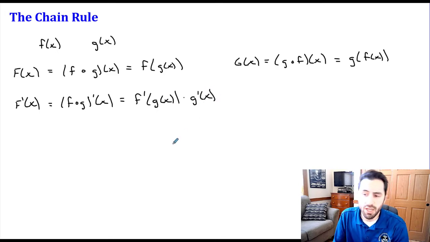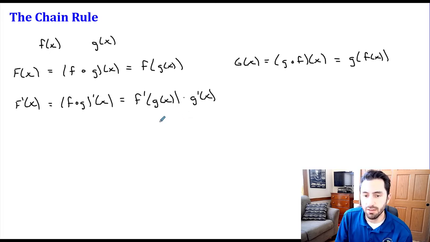Now there's a lot of notation going on here, and it may be a little confusing at first. But one easy way to think about this is to break it down into an outside function and an inside function. In this case, I'm putting g of x inside f of x. So g of x is my inside function, f of x is my outside function. The chain rule is the derivative of the outside times the derivative of the inside.